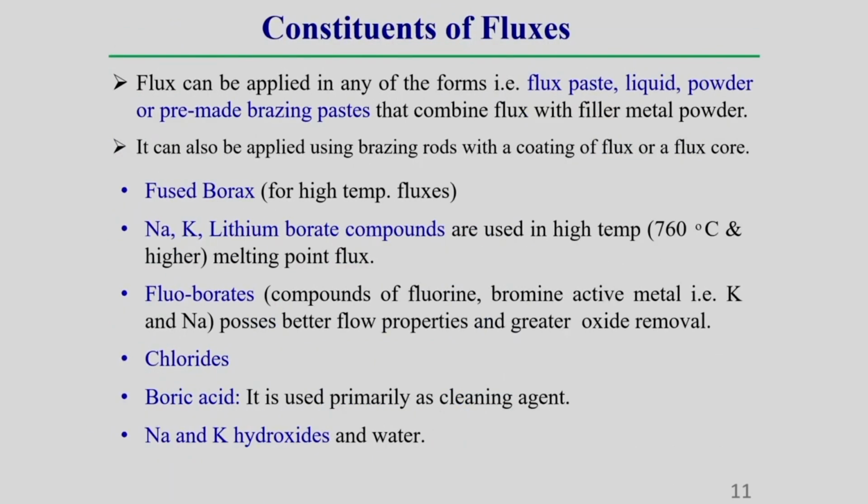Now, what are the constituents of flux? Flux can be applied as flux paste, liquid, powder, or pre-made brazing paste that combines flux with filler material. Pre-made brazing paste, what does it mean? It is a paste which contains both filler wire and flux together. What I am telling, understand? So, at a time we can use this filler wire and flux combination paste and serve our purpose. This flux can also be coated over the surface of the filler wire, or it can be the core of this filler wire rod.